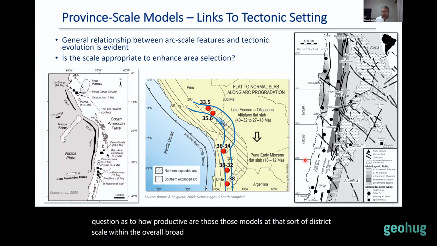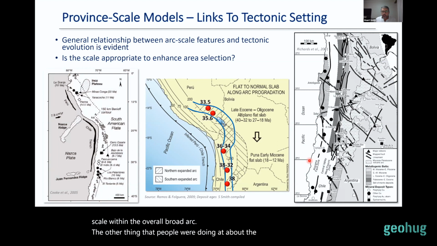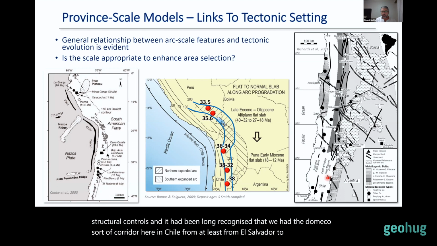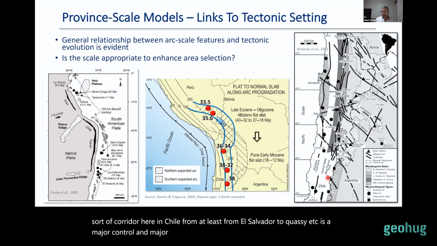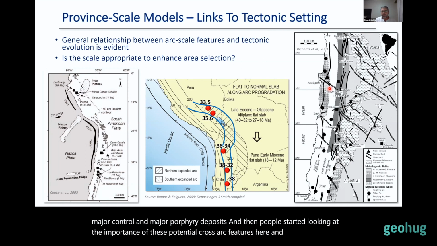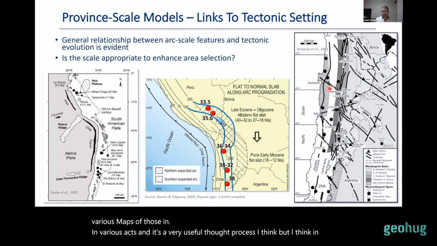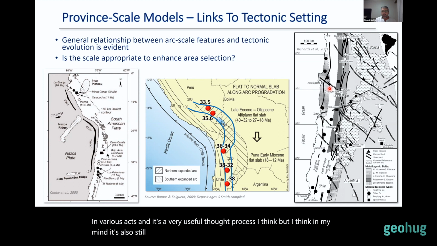The other thing that people were doing at about the same time, here's an example from Jeremy Richards in the early 2000s, is starting to look at these structural controls. It had been long recognised that we had the Domeyko corridor here in Chile, at least from El Salvador to Collahuasi, etc., as a major control on major porphyry deposits. And then people started looking at the importance of these potential cross-arc features here, and we've all seen various maps of those in various arcs. It's a very useful thought process, I think, but in my mind it's also still highly questionable as to whether it's really impacted on our ability to select areas at that district scale.